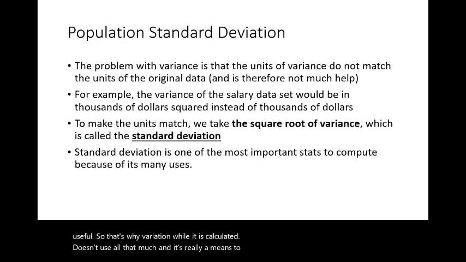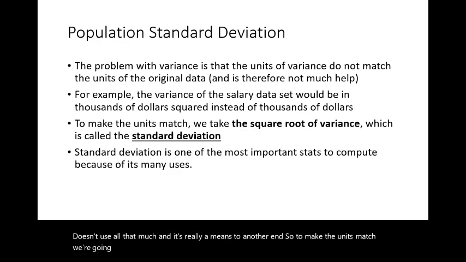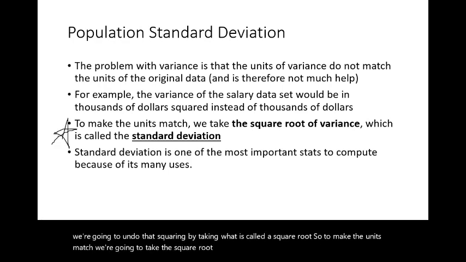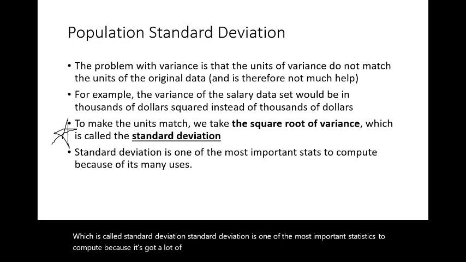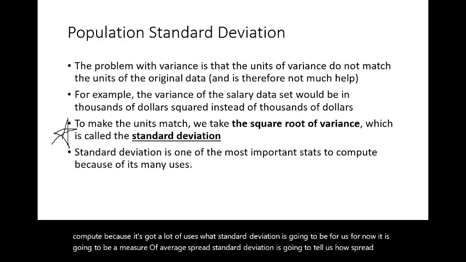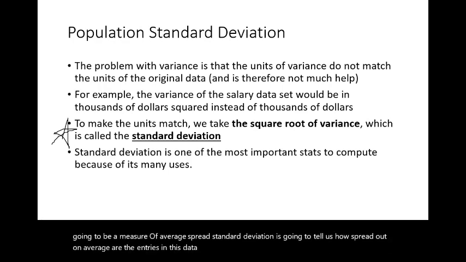So to make the units match, we're going to undo that squaring by taking what is called a square root. So to make the units match, we're going to take the square root of variance, which is called standard deviation. Standard deviation is one of the most important statistics to compute because it's got a lot of uses. What standard deviation is going to be for us for now? It is going to be a measure of average spread. Standard deviation is going to tell us how spread out on average are the entries in this data set. What is the deviation for these data entries on average?